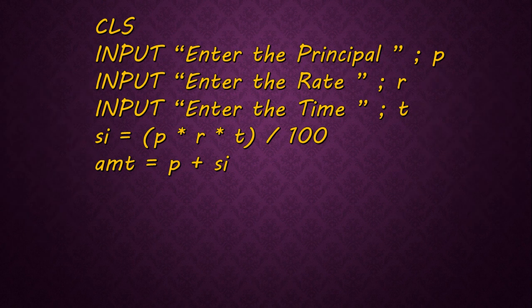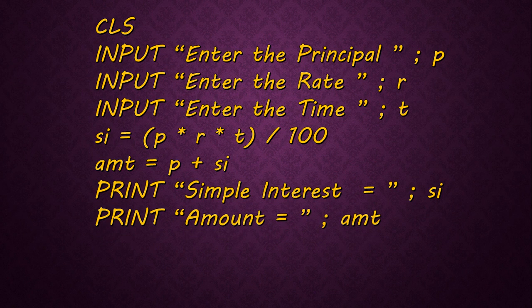Now what is left for us to do is display these two results. Simple interest equals to, where is my simple interest calculated and stored? In SI, and in the same manner my amount is stored in AMT. So my program ends here. In order to mark the program's end, I have to use the command END.